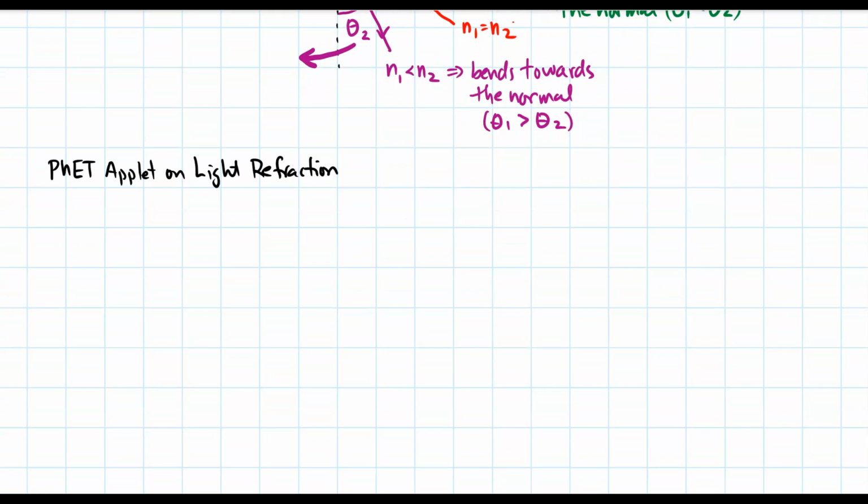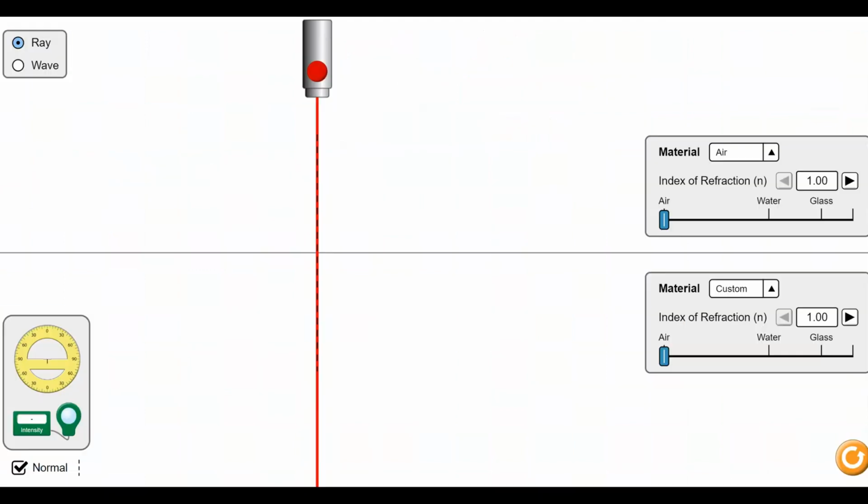If you do a Google search here, you can get the PhET applet on light refraction. Right now I have a ray that's going perpendicular to the surface. According to Snell's law, since the angle is 90 degrees here, the sine term will be 1, and therefore there will be no refraction.